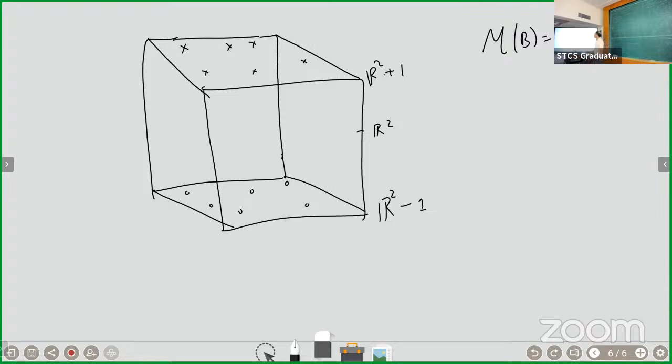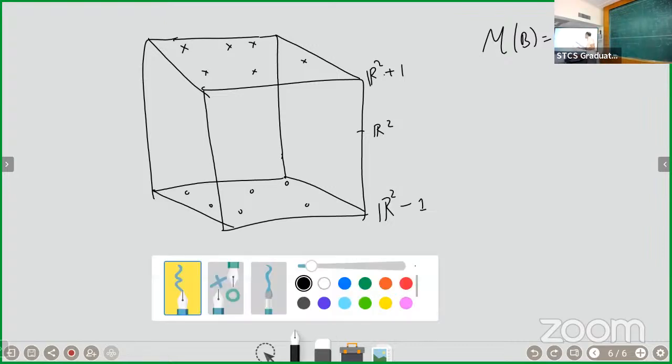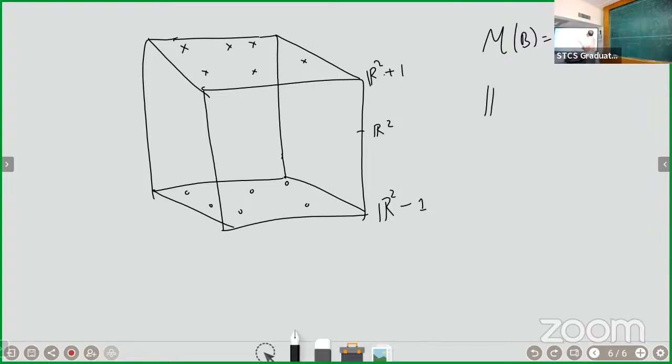Now what is the density of any one type of points? What is the new process? That's what I want.